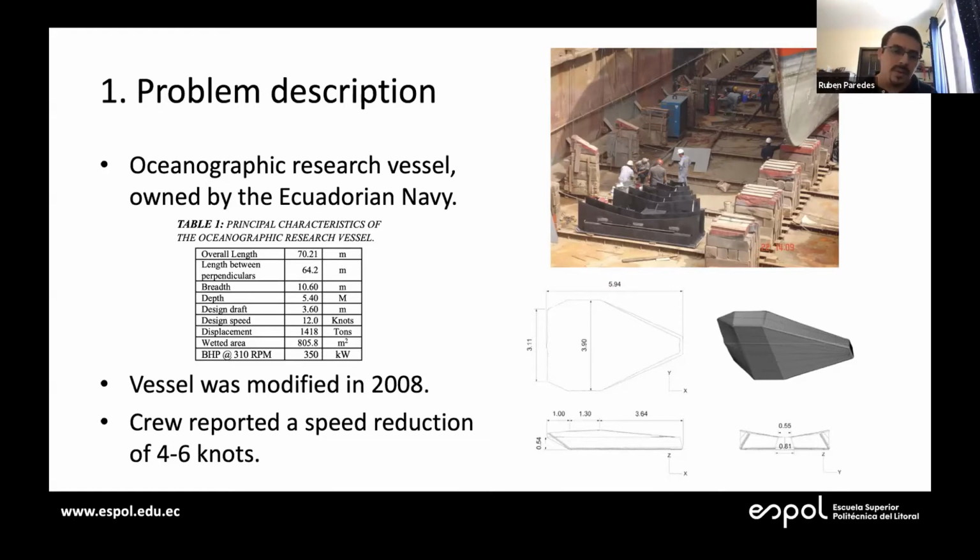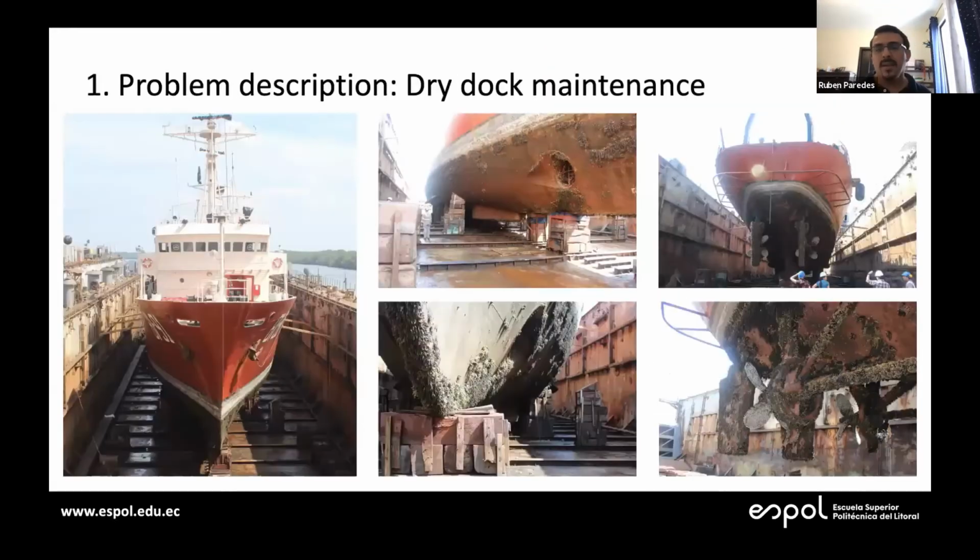The basic problem they had was that this vessel lost speed, the capability to achieve the 12 knots, and it was operating between 6 and 8 knots. So the main question was whether the dome was wholly responsible for that speed loss. We interviewed the crew, visited the vessel during a dry dock maintenance, and took measurements in order to prepare the 3D CAD.